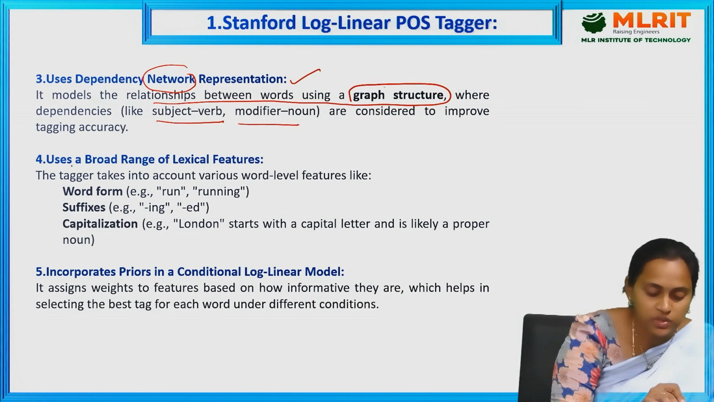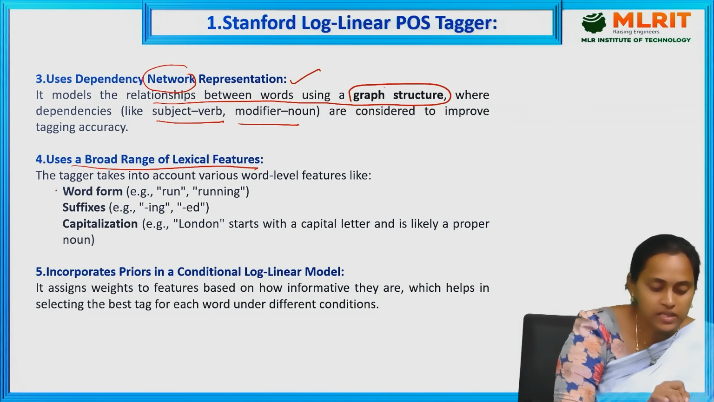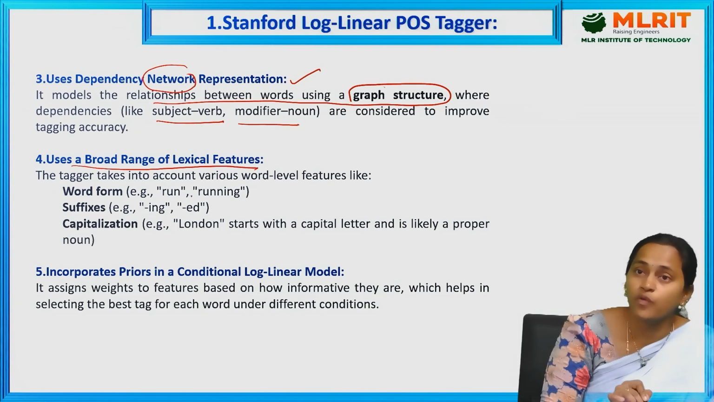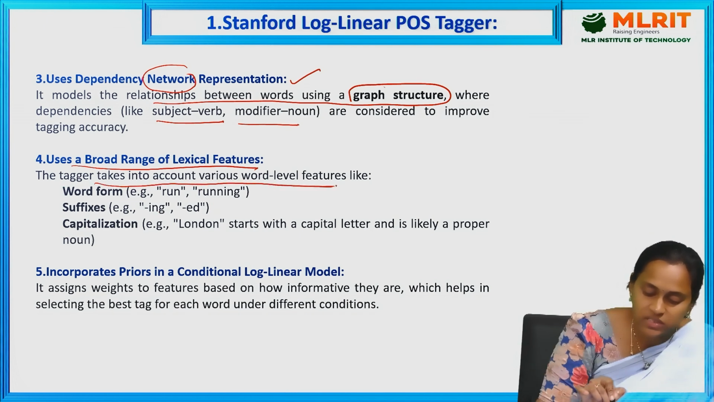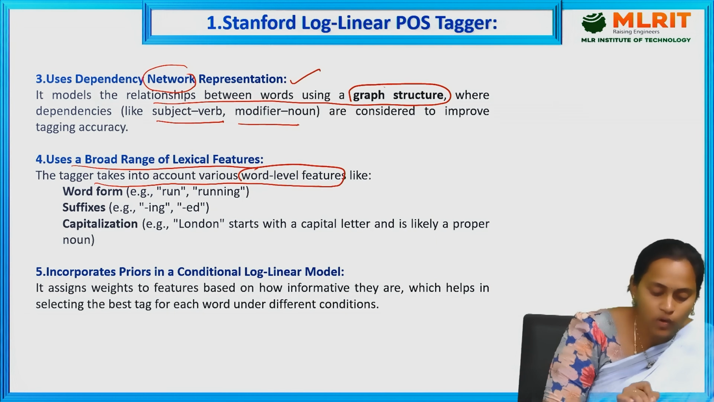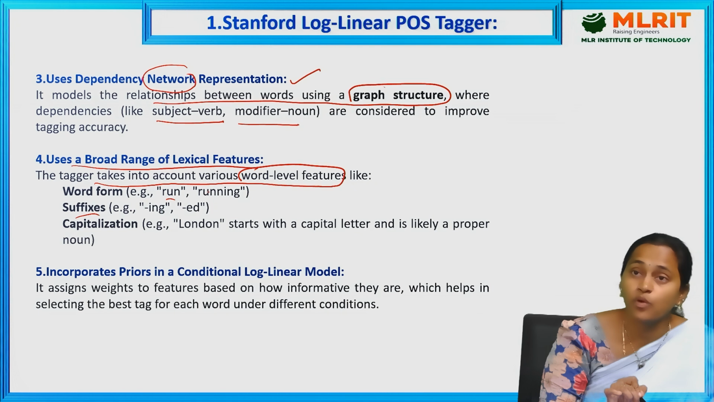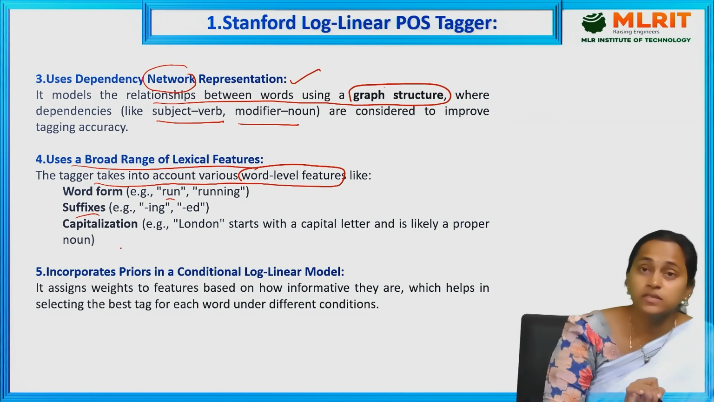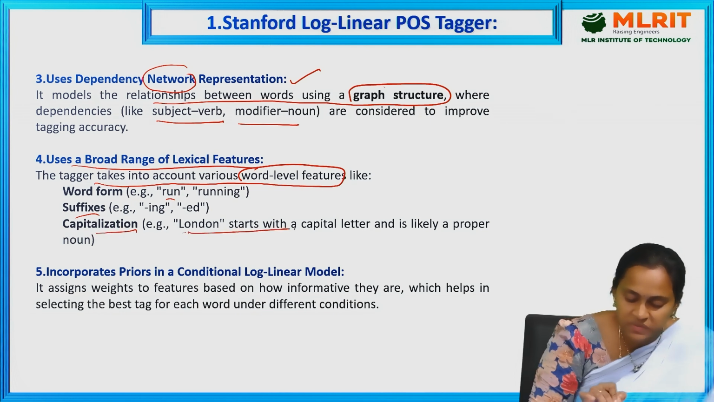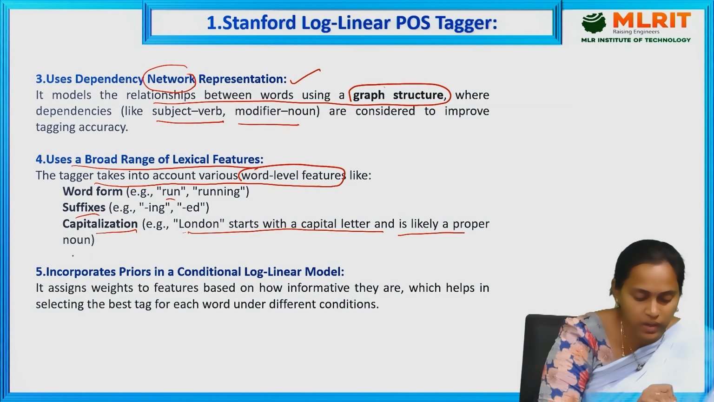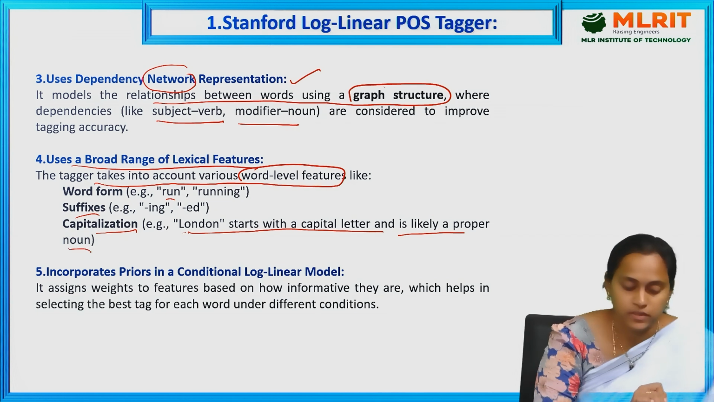Next one, it uses a broad range of lexical features. Lexical features means we have morphological analysis, right? Some suffixes, prefixes, more. Here the tagger takes into account variations at word level features. See the words run, running. Here the suffix is ing. We have to remove the suffixes and infixes, and do some calculation. That means we have to find out the root word. For example, London starts with a capital letter and it is likely a proper noun. This is an example of capitalization.